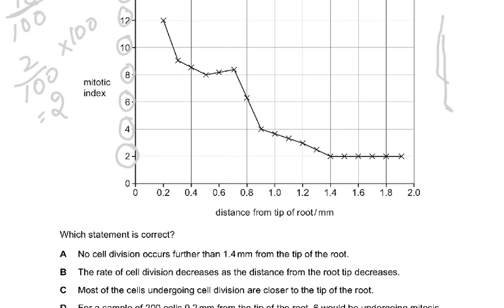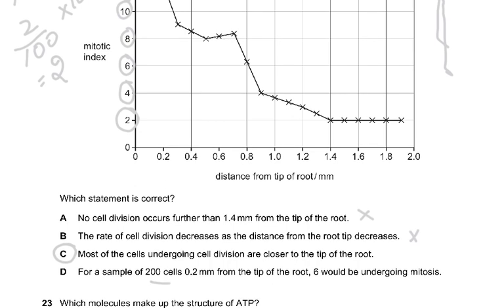You can see 0.2 has 12 out of 100 times 100. So you can understand that they are more. So that is why the answer is C, because the others are all wrong. They don't make sense according to the graph. For a sample of 200 cells, 0.2 millimeter from the tip of the root, 6 would be undergoing mitosis. No, that's wrong. That's not correct.